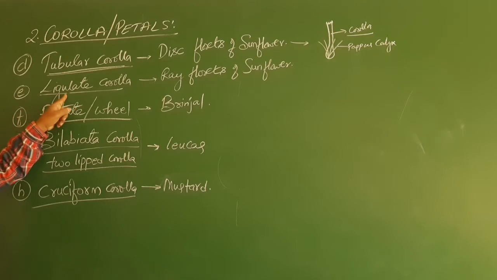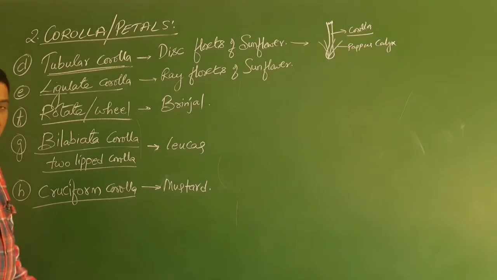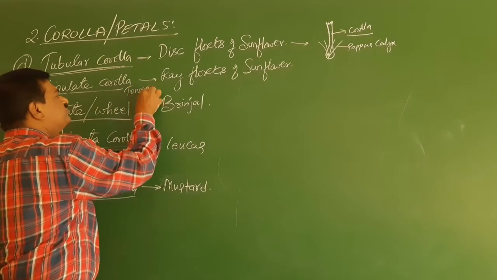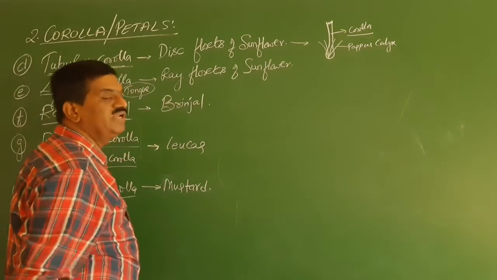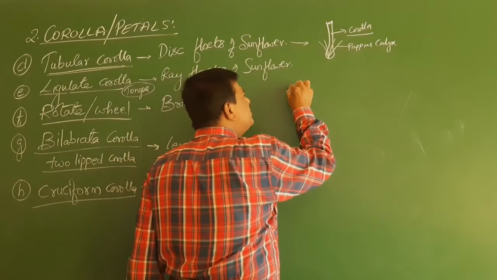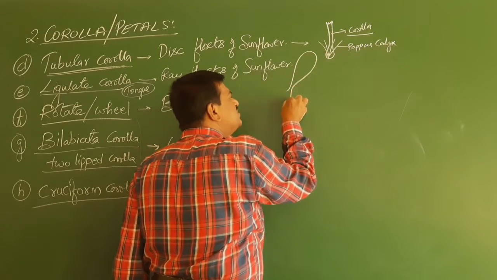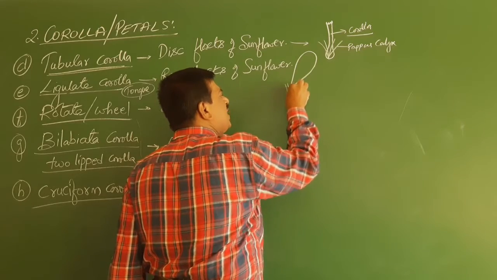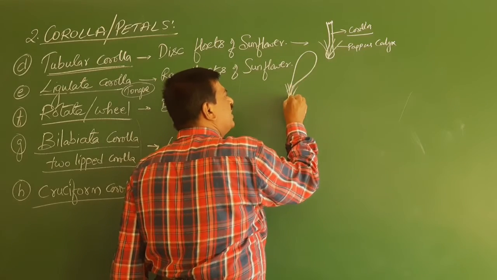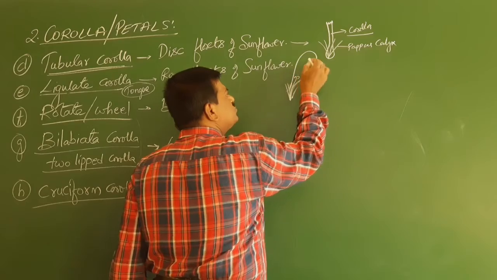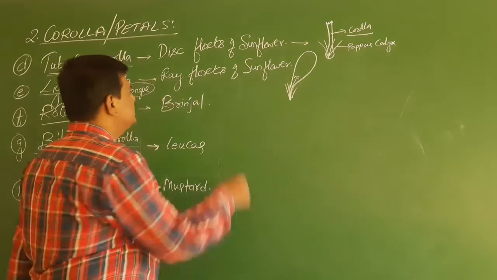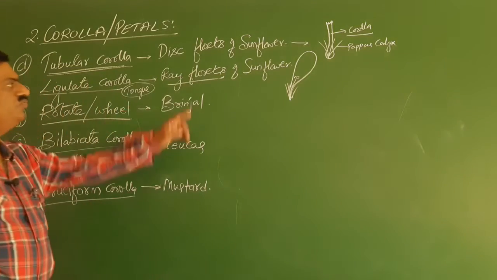Second one called as ligulate corolla. Ligulate is nothing but tongue shaped. So example, ray florets. In a ray floret, we see it is like this. Here again there is a presence of pappus calyx, and here the corolla is there. So the corolla is in the form of a tongue shape, hence it is called as ray florets of sunflower.